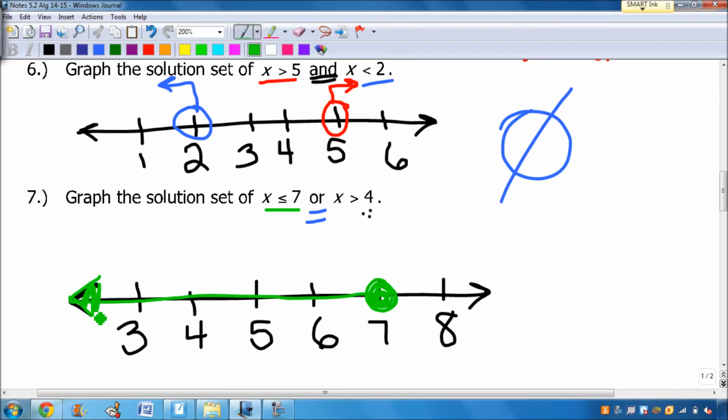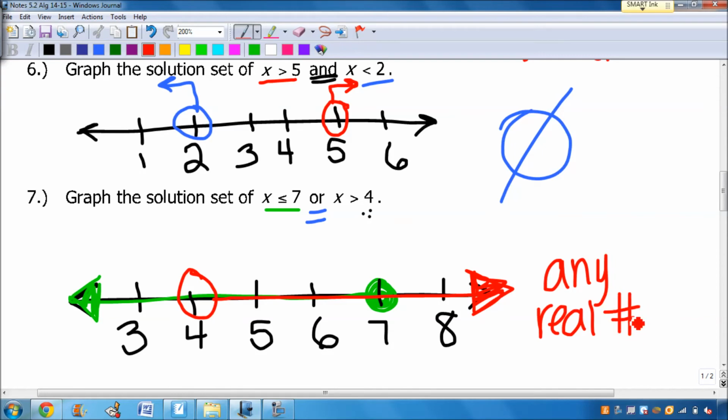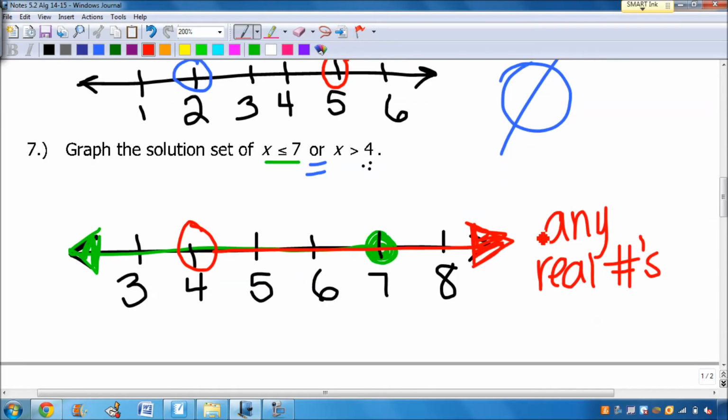Okay, then it says or x is greater than 4. So I'm going to put an open circle on the 4 and I'm going to shade everything to the right of 4. Notice how every single possible number is shaded in. So we have infinite solutions. X could be any real number. Remember, real numbers we learned about in class. Any real number you can think of will satisfy this compound inequality.